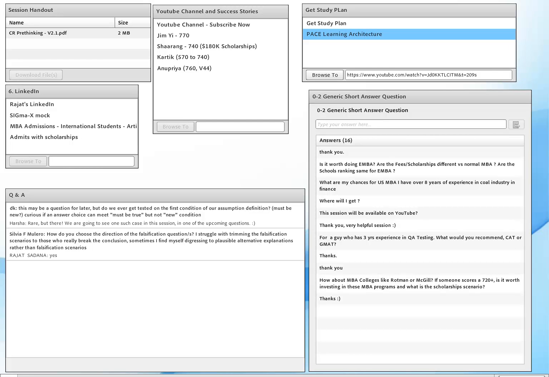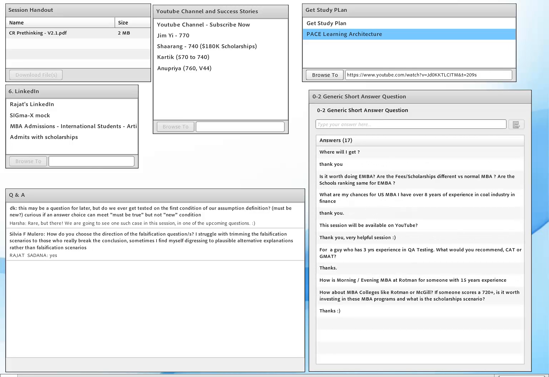What are your chances for an MBA if you have over 8 years of experience in coal industry and finance? Well, coal industry in finance, I didn't get that, but lots of people from oil and gas or from the energy sector do really well.